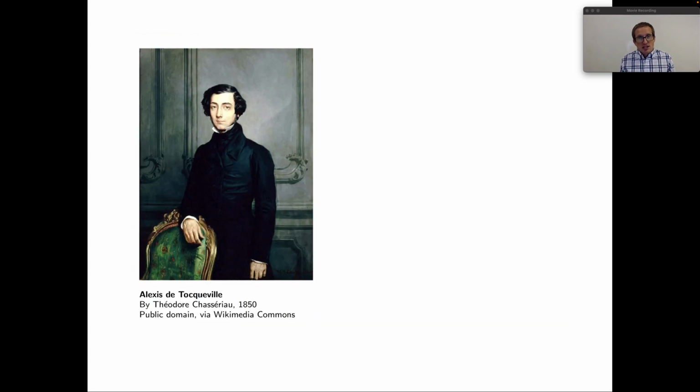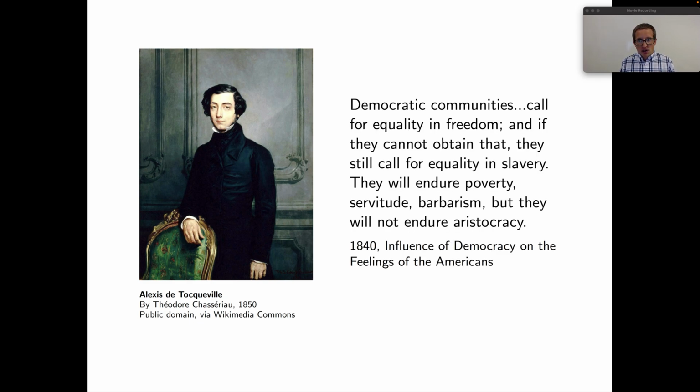We could also look to Alexis de Tocqueville, a French aristocrat who came to the US in the 1800s and went around and compared what he saw in this land of democracy to the old land of aristocratic Europe. And he thought that really equality was very central to the American ideal. He wrote, "Democratic communities call for equality and freedom, and if they cannot obtain that, they still call for equality and slavery. They will endure poverty, servitude, barbarism, but they will not endure aristocracy." So to de Tocqueville, something that was really special about the US was that everyone was on an equal playing field, and we no longer had these lines of nobles who inherited advantages from their birth.